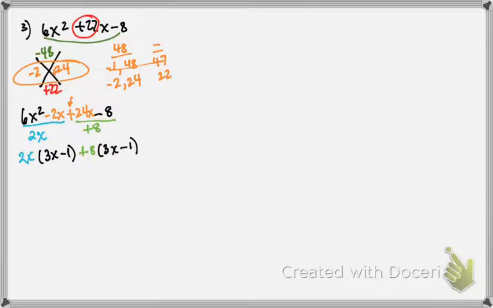So a little miracle happens. Oops, sorry about that. I get 3x minus 1 times the quantity 2x plus 8. But I'd have to tell you right now you're wrong, okay? And here's the reason why you're wrong. You are not allowed to have any binomial that has any common factors in it.